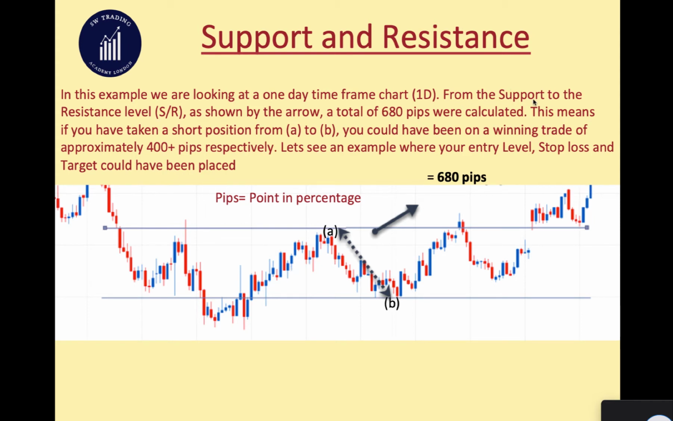From the support to the resistance level, as shown by an arrow, okay, I showed by an arrow this one here, a total of 608 pips, okay? So basically from this point A to this point B here, we have 608 pips. That's a lot of pips, guys, a lot of pips, right? This means that if you have to take a short position from A to B, you could have been on a win trading of approximately 400 pips, respectively.